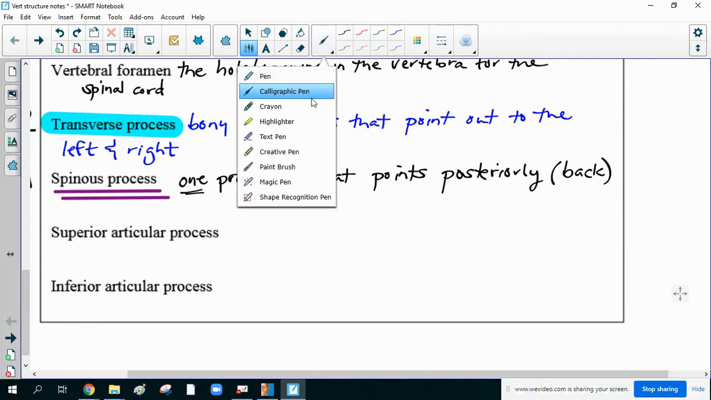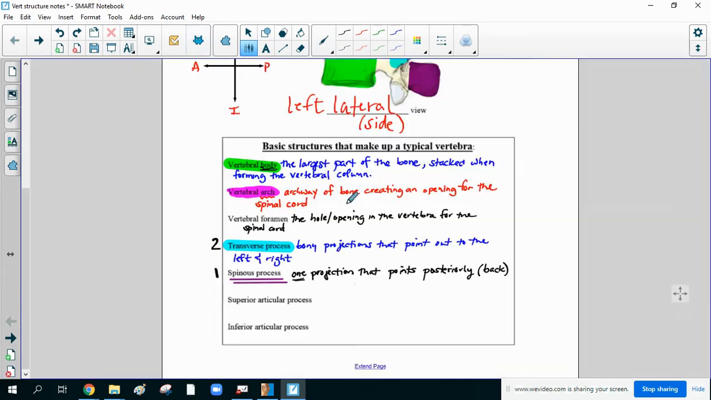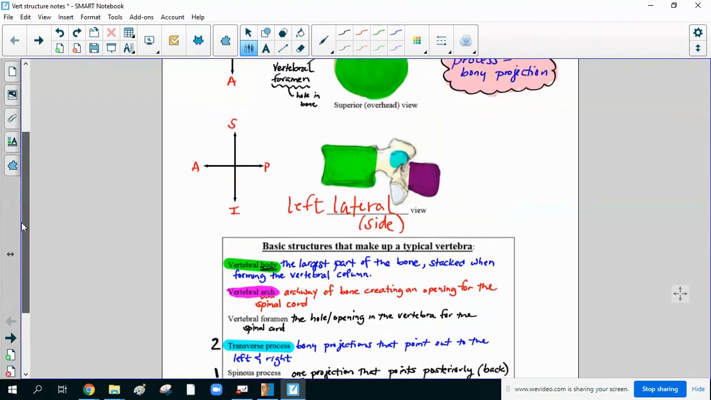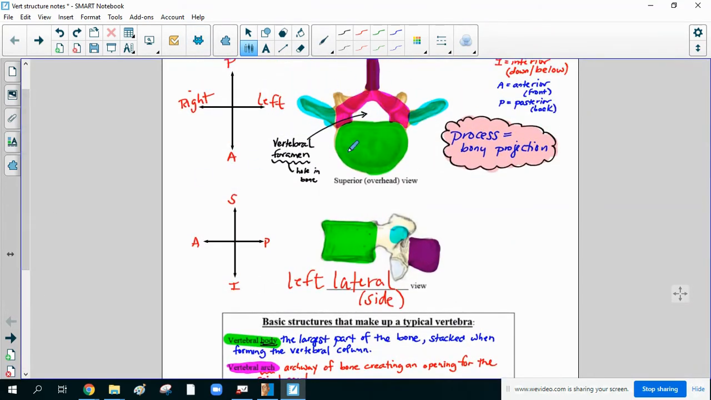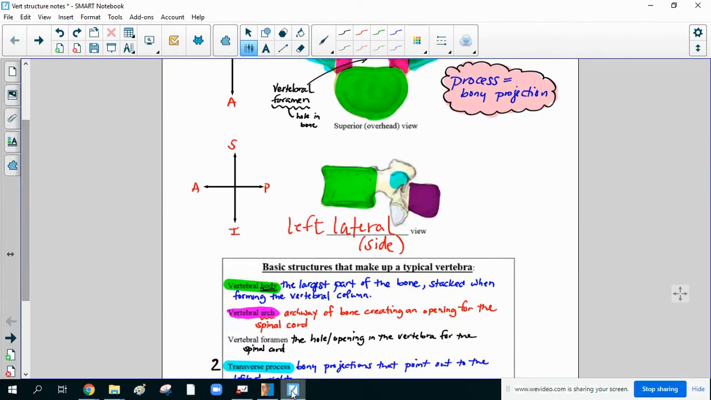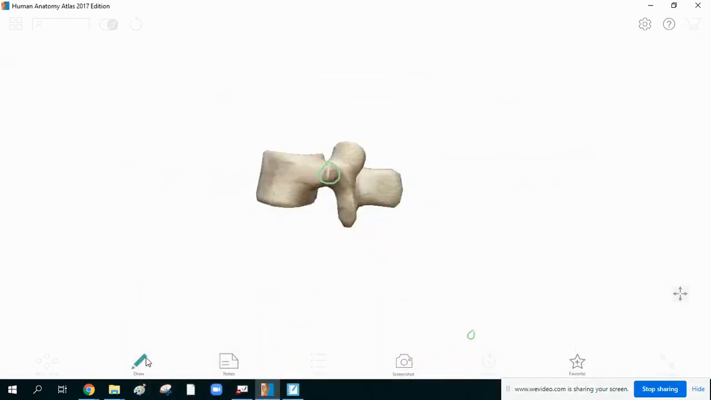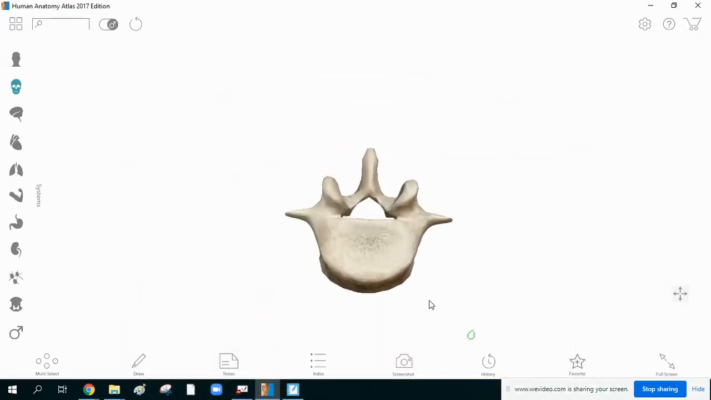Okay, we've got a lot of this done. What do we have left? This looks like it's mostly done, except we've got this weirdo thing right here. This is a little lacking. So let's go back to our app and I'll show you the last two. They're similar. All right, so transverse process, transverse process.